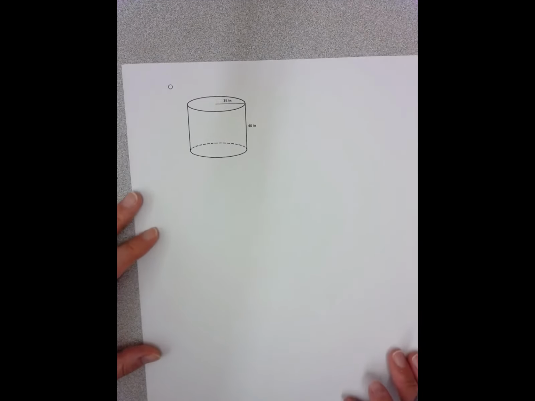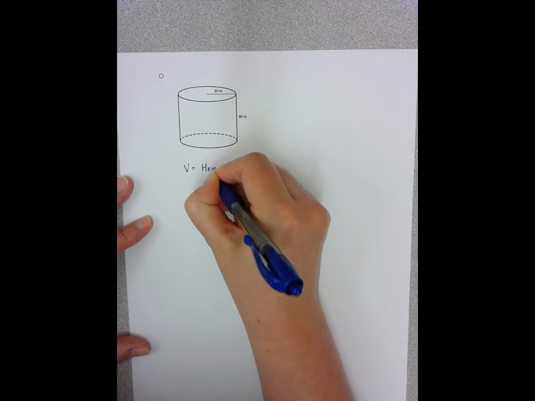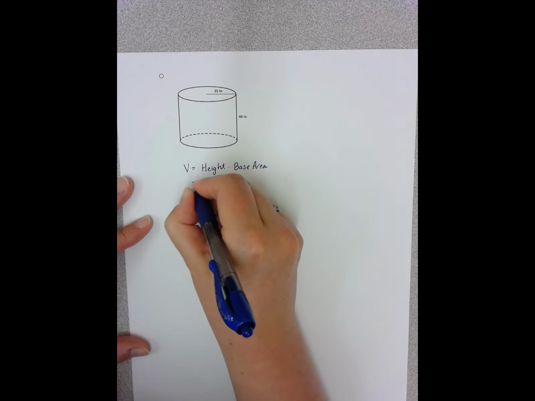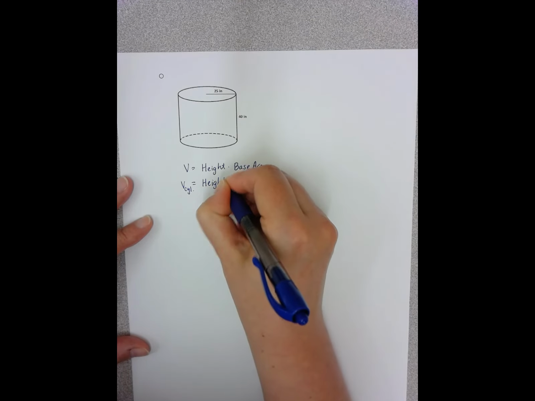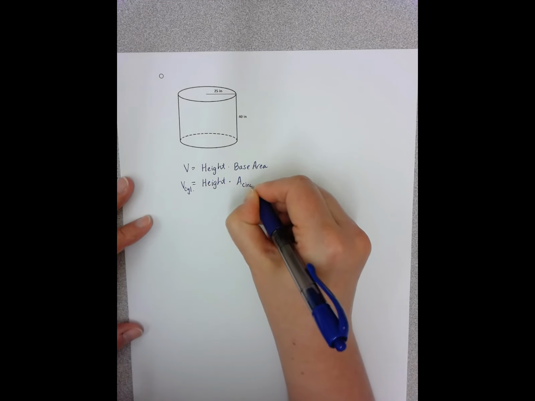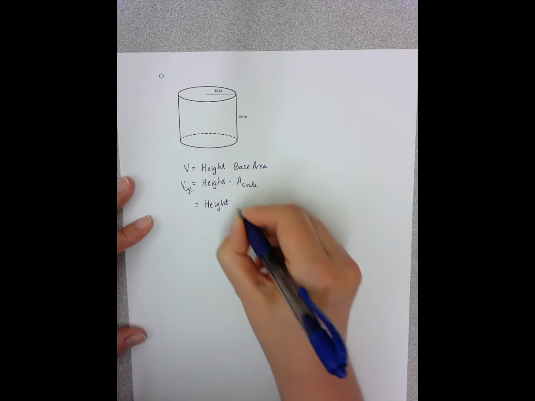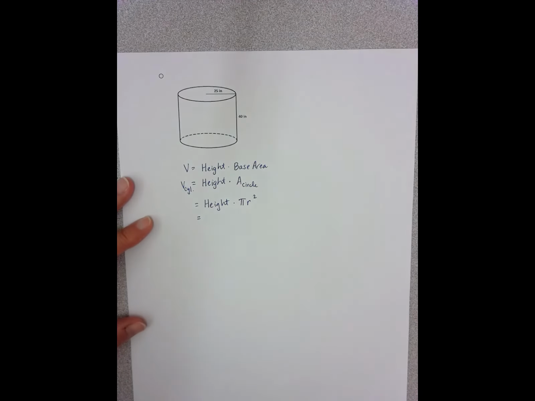Our second example is a cylinder. So just like in the rectangular prism, our volume is going to be the height times the base area. For a cylinder, the height is still the height, but the base is a circle. So I need to find the area of a circle. So I have my height, and remember the formula for area of a circle is pi r squared. And so now I can plug in these values.